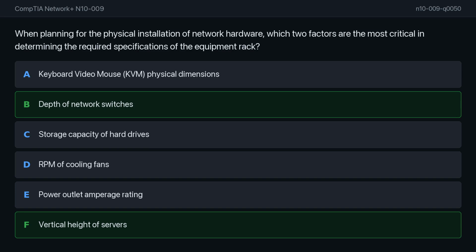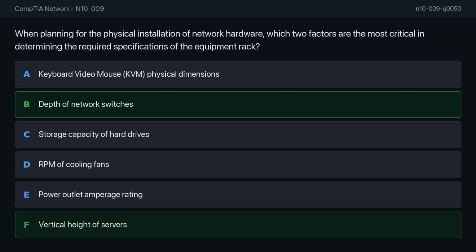The other options, such as hard drive storage capacity, cooling fan RPM, and power outlet amperage, describe the performance, capacity, or electrical requirements of the hardware. While these are critical for planning the data center's environment and power delivery systems, they do not dictate the physical mounting dimensions of the rack itself.